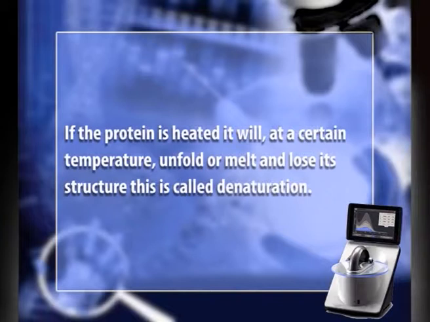If the protein is heated, it will at a certain temperature unfold or melt and lose its structure, and this is called denaturation. In this process, the electronic environment of the aromatic amino acids changes, which in turn results in spectral changes or shifts. Thus, UV spectroscopy can be used for qualitative analysis of proteins and to study the denaturation of proteins.